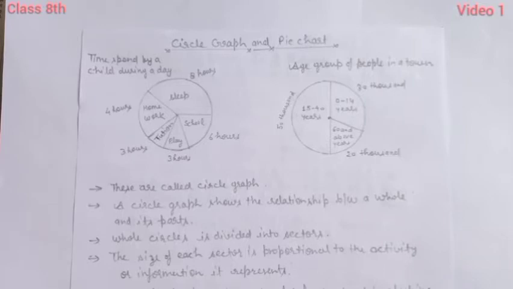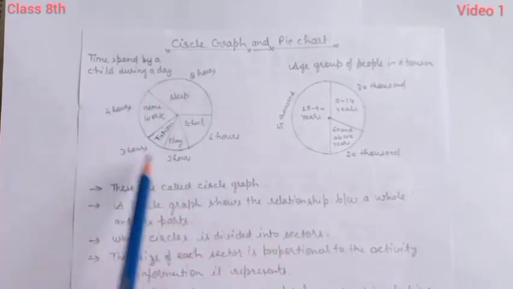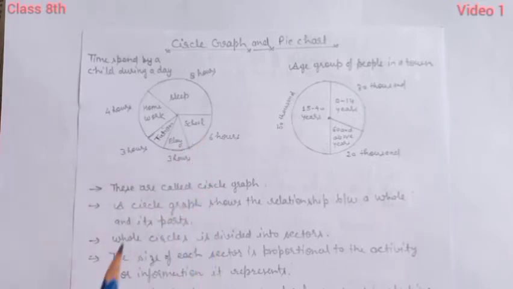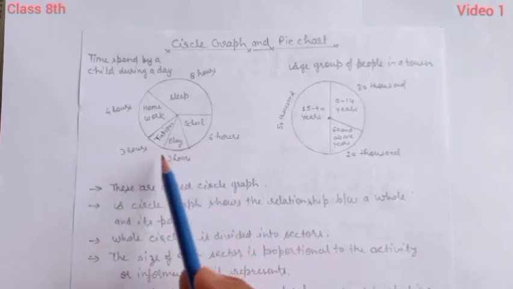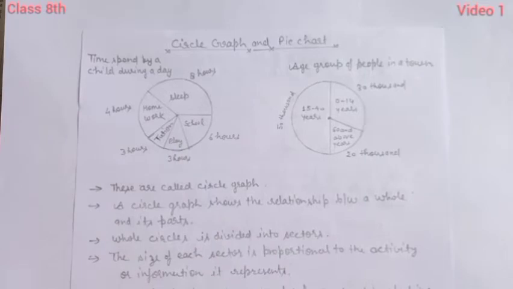When information is represented in a circle, it is known as a circle graph. A circle graph shows the relationship between a whole and its parts. Here the whole means 24 hours, as you know that in a day we have 24 hours. Part means, for example, the part of time in which he played. And students, in a circle graph the whole circle is divided into sectors. The size of each sector is proportional to the activity or information it represents.